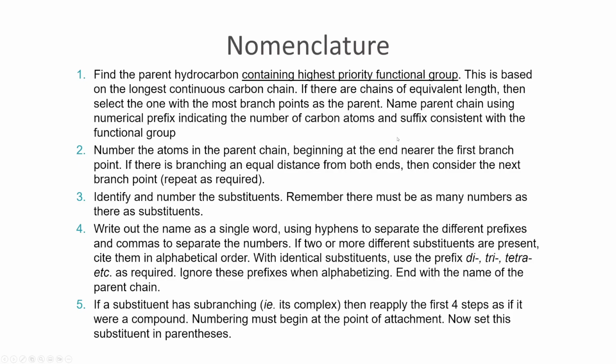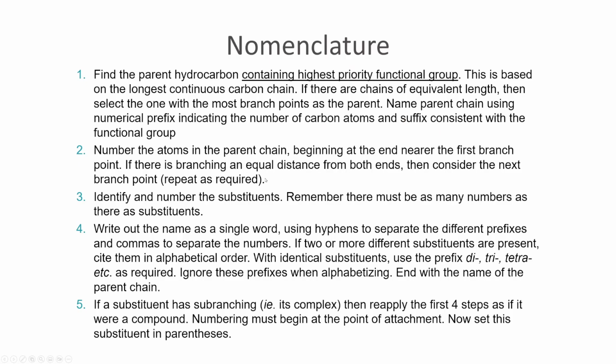I will list the priorities of the functional groups on the next slide. And the parent hydrocarbon is going to be the longest continuous carbon chain that contains the highest priority functional group. If there are two chains of equivalent length, you'll choose the one with more branch points as the parent. You name the parent chain using a numerical prefix that indicates the number of carbon atoms and a suffix that is consistent with the highest priority functional group.